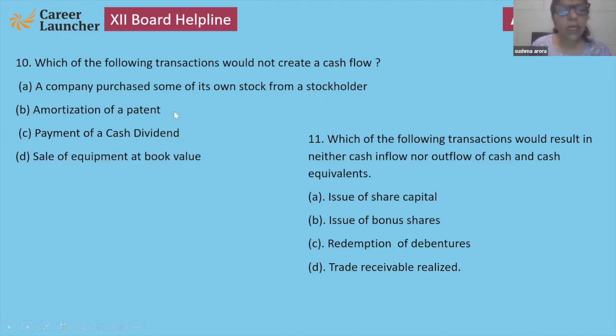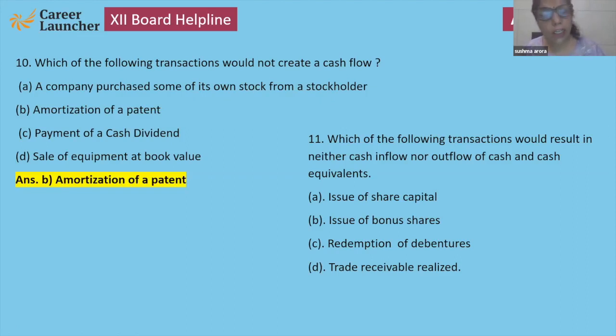It means amortization of patent. Patent is an intangible asset. It is a non-cash transaction. That's why it is to be answered that it doesn't create a cash flow. Okay. Write-off of goodwill, depreciation write-off, amortization of patent, copyright, these do not create any cash flow.